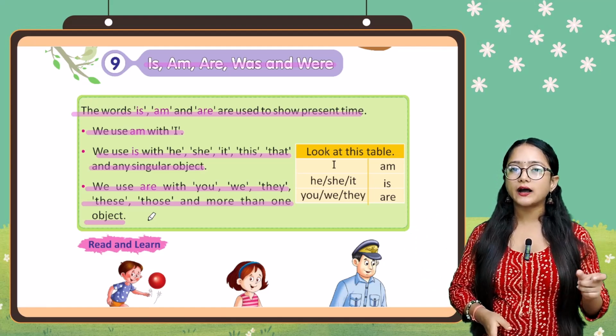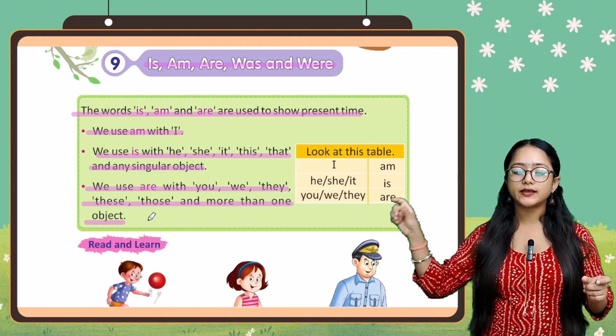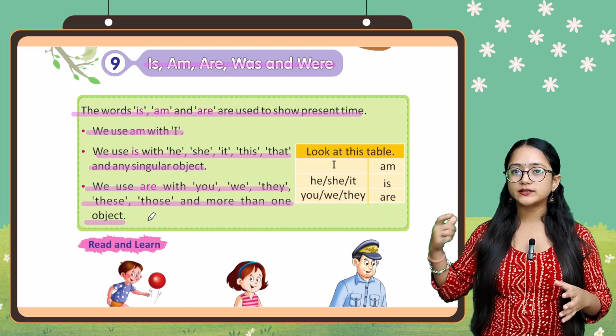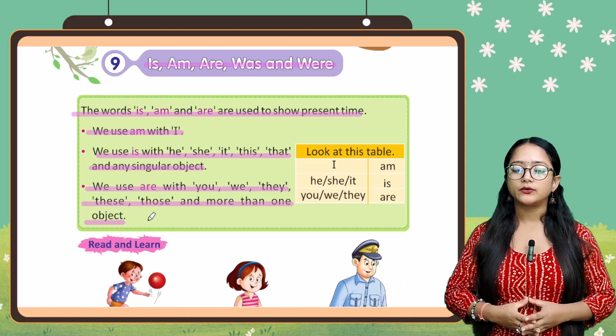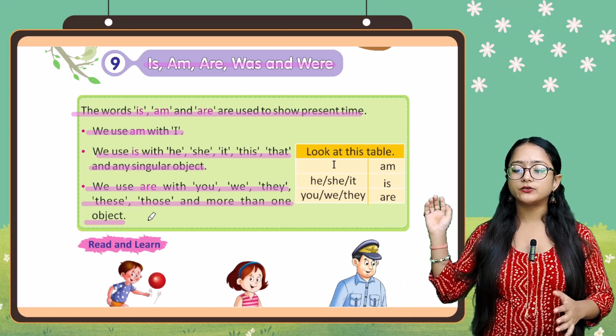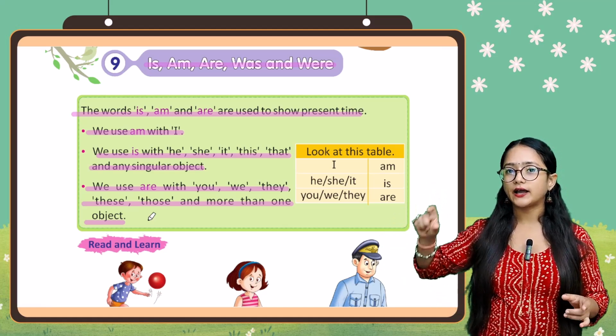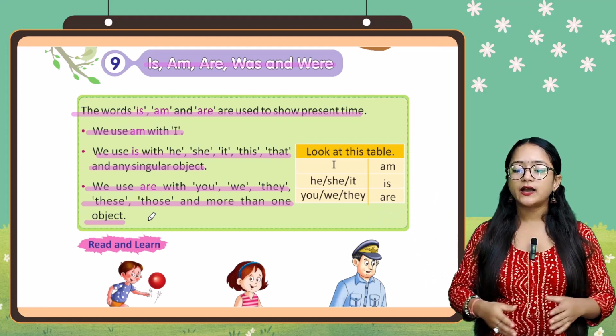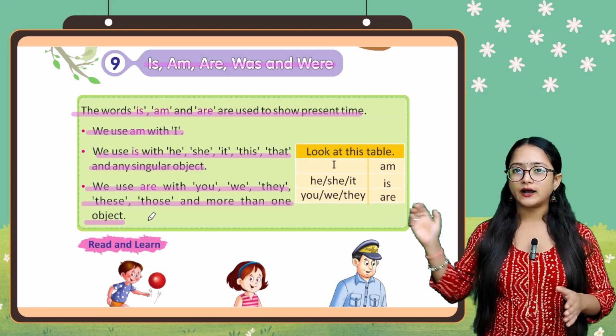Next one, we use are with you, we, they, these, those, and more than one object, more than the singular one. That means the plural one. Okay, here you can see the table also. Look at this table. With I, you're gonna use am. With he, she, it, you're gonna use is, and with you, we, they, you're gonna use are.